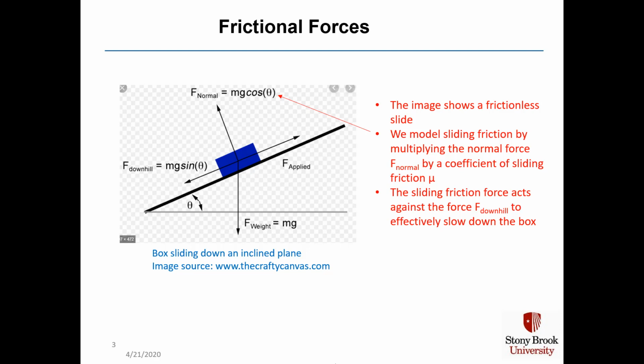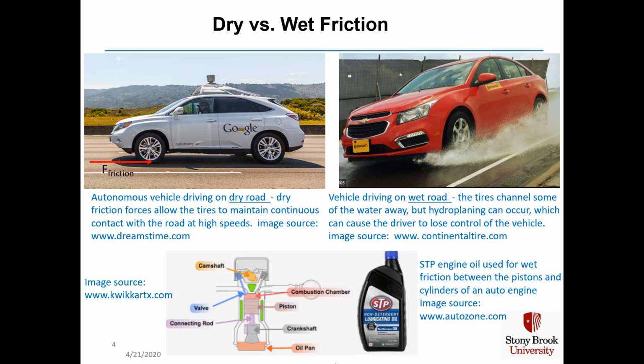When we study friction, we model the sliding friction by multiplying the normal force by a coefficient of sliding friction mu. The sliding friction acts against the downhill force to effectively slow the box down. We have two types of friction. One's called dry friction, the other's called wet friction.